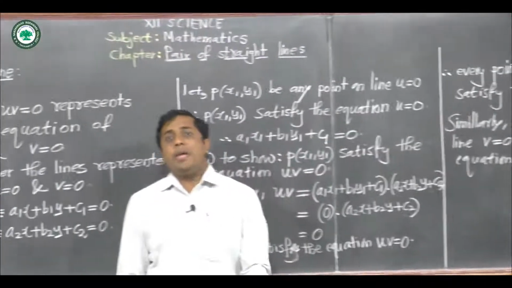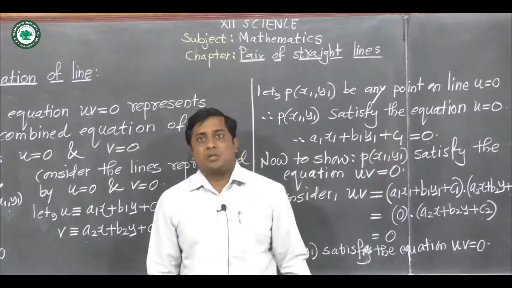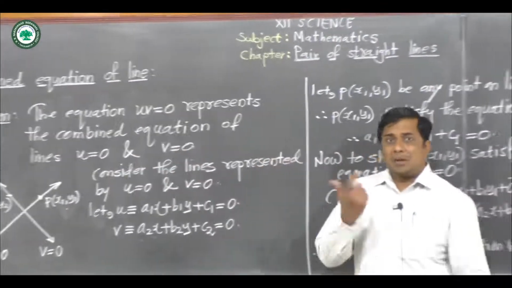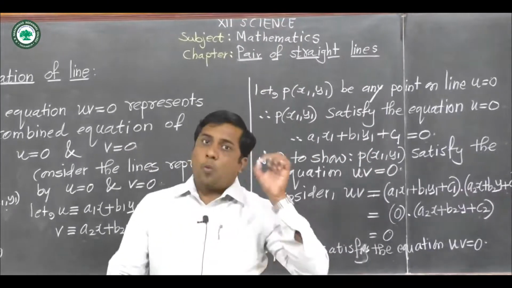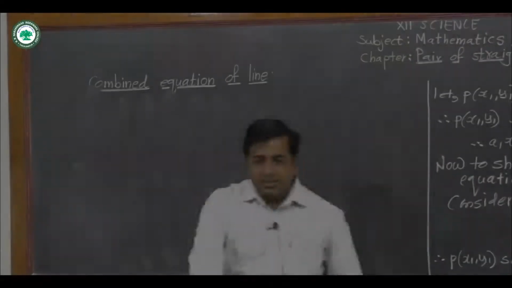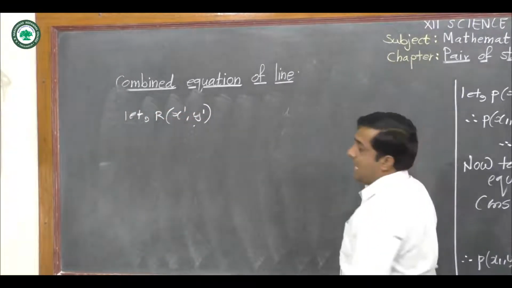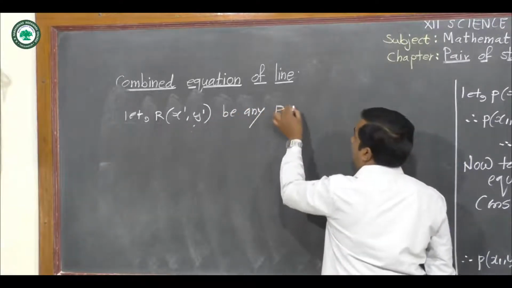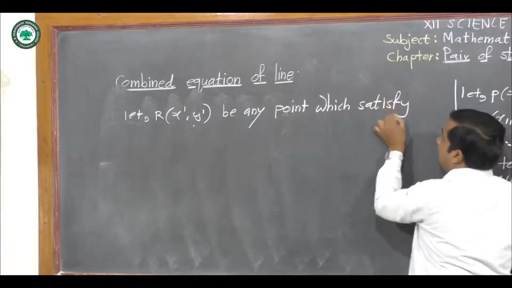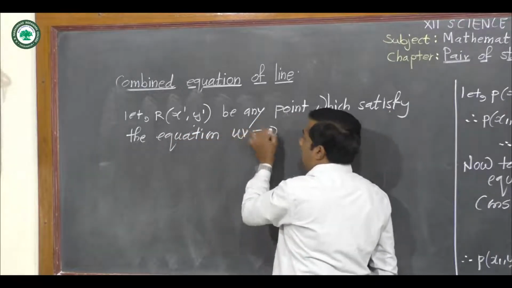Okay, so here every point on the line u = 0 and every point on the line v = 0 satisfies the given equation. So here we show our one part. Okay, now we consider another point R(x', y') which satisfies the equation u into v is equal to 0. So here I write: let R(x', y') be any point which satisfies the equation u into v is equal to 0.